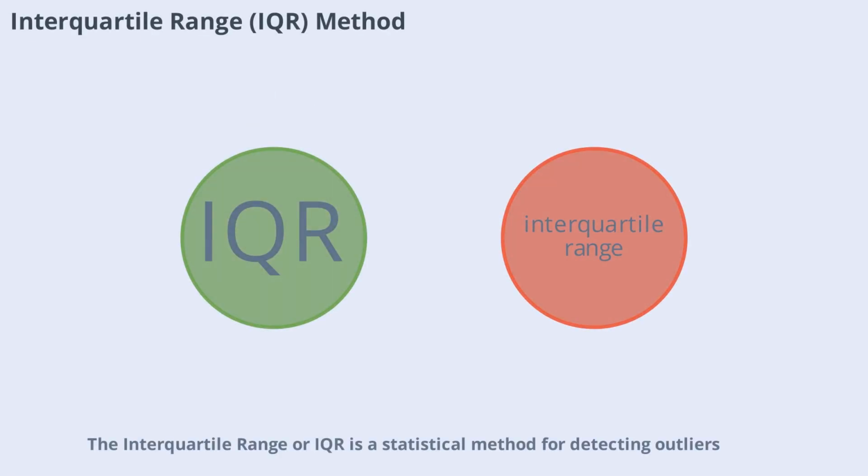Interquartile range, or IQR, is a statistical method for detecting outliers. It measures the range where the middle 50% of your data falls. Any value outside 1.5 times the IQR from the quartiles is considered an outlier. This method is widely used because it's simple and effective.